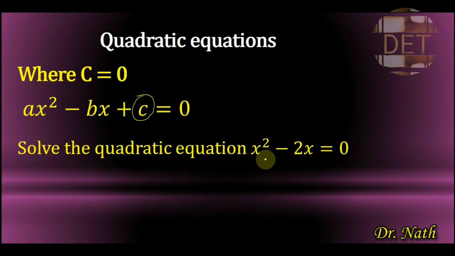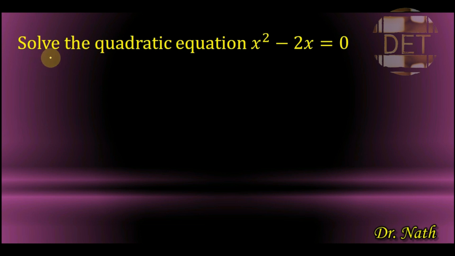Solve the quadratic equation x squared minus 2x is equal to 0. So here c is not given. We only have the x squared and the bx, which is this. The c is missing. So this is a typical example of a situation whereby c is missing or c is equal to 0. The question is: solve the quadratic equation x squared minus 2x is equal to 0. First of all, I will write out the equation, which is x squared minus 2x is equal to 0.